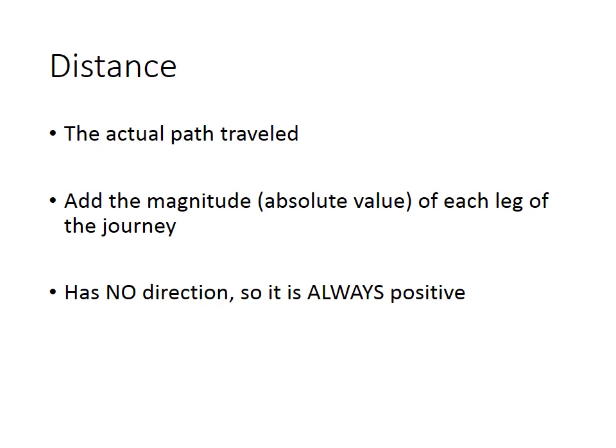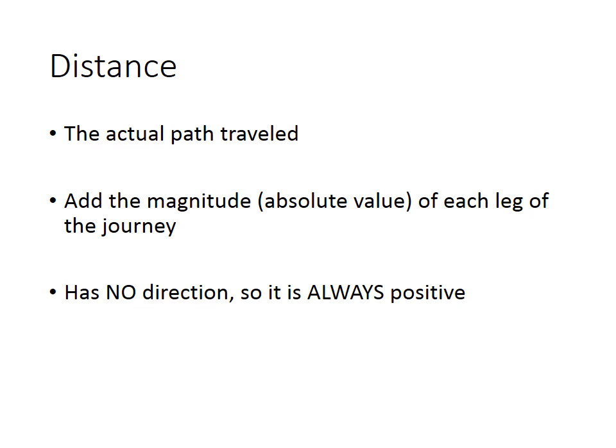Distance is the actual path traveled. So to find it, you just take each leg of the journey and you take the magnitude, the length of that leg. One way you could think of this is the absolute value. So we're not worried about the direction. You just add up how far you went. This is like the odometer in your car, which just counts up how many miles you've driven. So it's always going to keep increasing. It will never decrease. So distance has no direction. So it's always going to be a positive number.